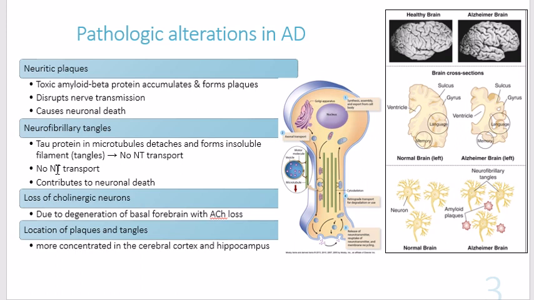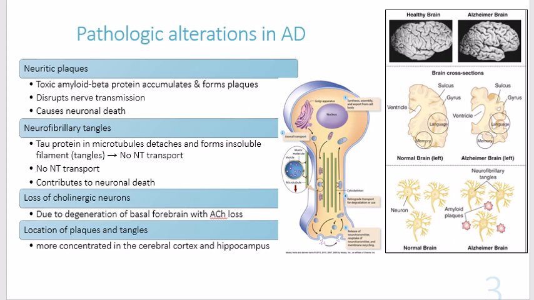So loss of the cholinergic neurons due to degeneration of the basal forebrain with acetylcholine loss. And then, of course, the location of plaques and tangles, the more concentrated they are in the cerebral cortex and the hippocampus, the more degeneration we'll see.